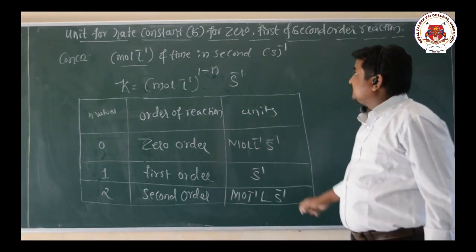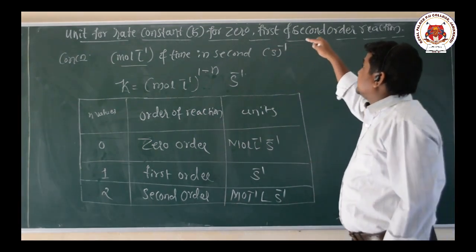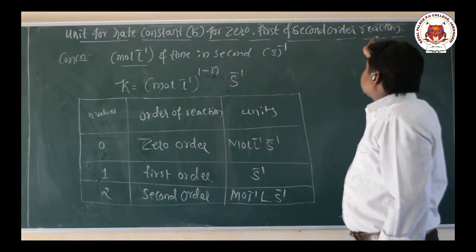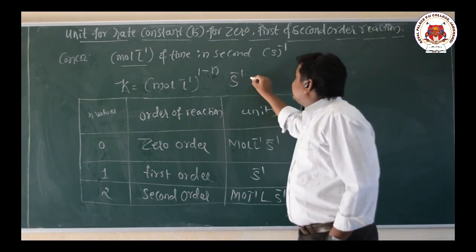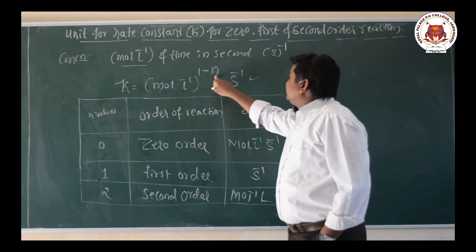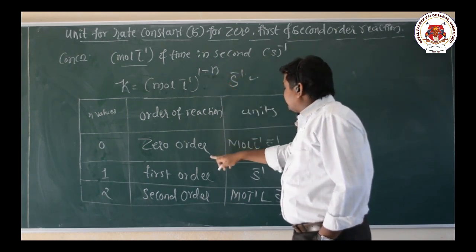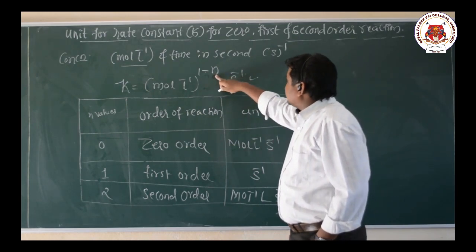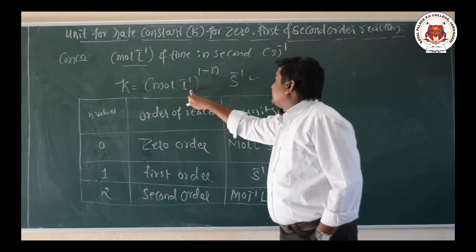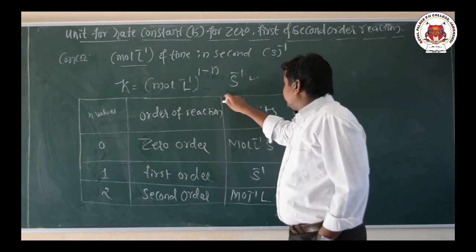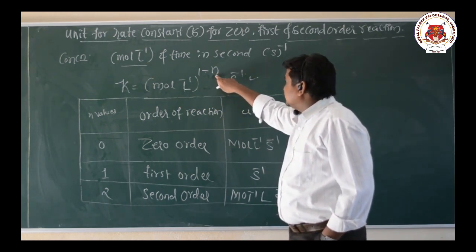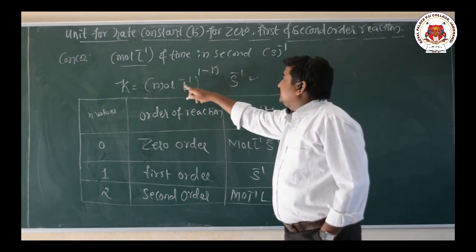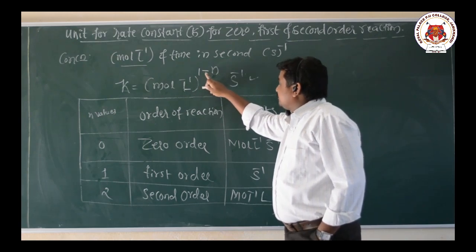Okay. Now the unit for the rate constant for zero, first and second order reactions is calculated using this expression. If you put the n value, you get the corresponding unit. If you put the n value 0, you get the same unit, mole per liter per second. If you put n equal to 1, this becomes 0, and anything to the power 0 is 1.